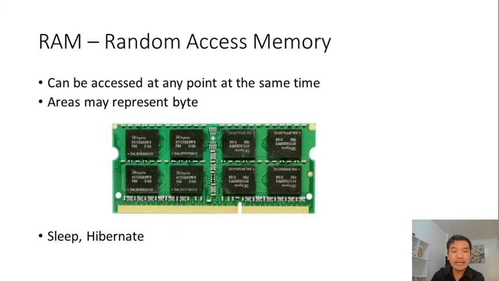We also have the random access memory, which can be accessed at any time. Areas may be represented by bytes. So if you can imagine, this is how the random access memory looks, and each box might be represented in 2 bytes.